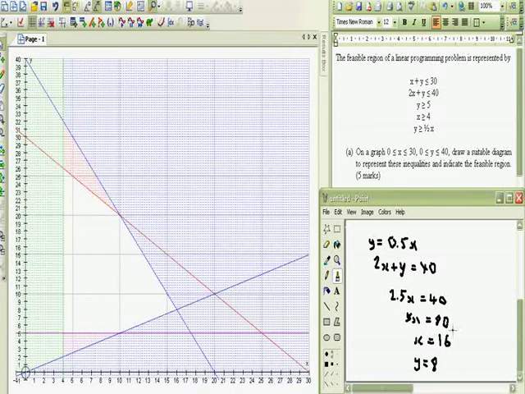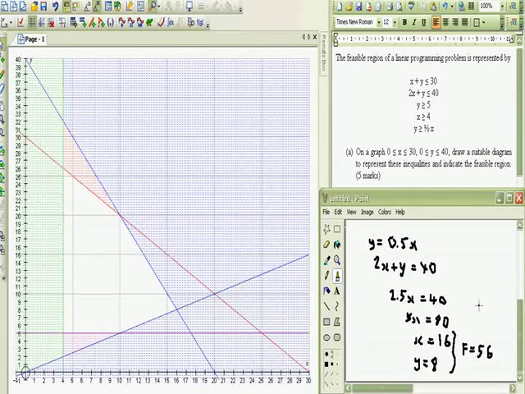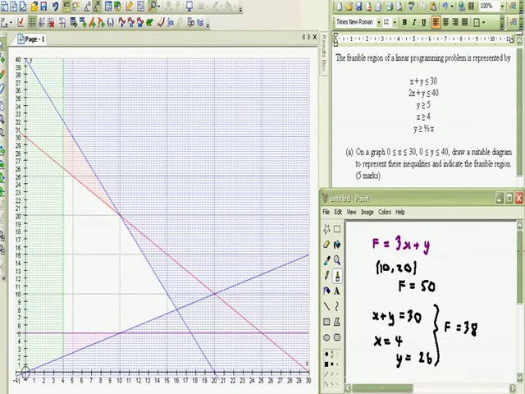If I refer back to my profit equation, f is 3x plus y. 3 lots of 16 is 48, plus 8 is 56. So f is equal to 56. That was greater than the 38 that I had last time and the 50. So the coordinates that maximize f equals 3x plus y is actually 16, 8 on the vertex of my feasible region. So 16, 8. Didn't write that well. There we are. That'll do.